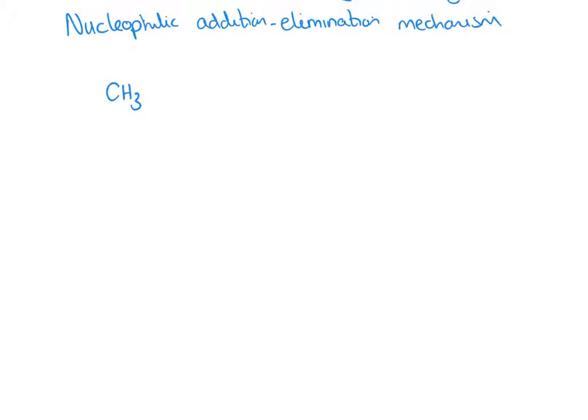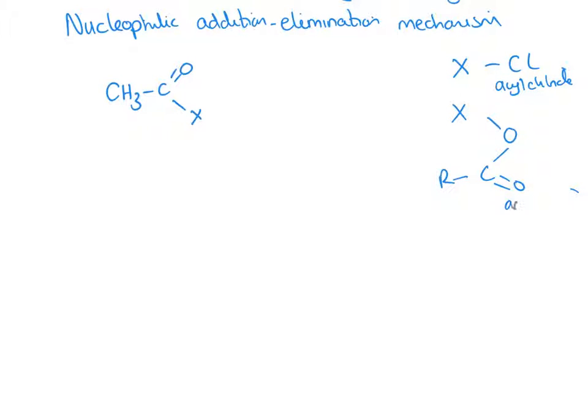So if we draw our group, and let's just put an X here, where X can be our chlorine or it could be this group, depending on whether it's an acyl chloride or an acid anhydride. Okay, so what's going to happen is something like water or an alcohol is going to come along. But what's really important is it's going to be a nucleophile. It's going to have a lone pair of electrons.